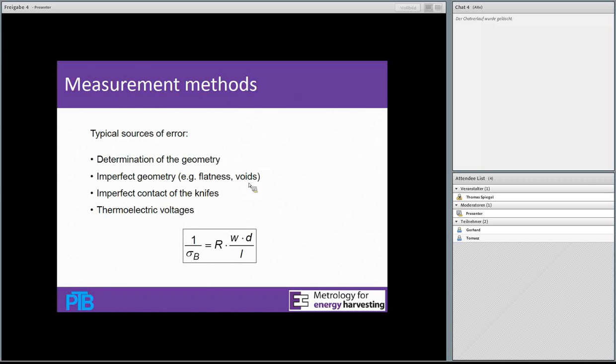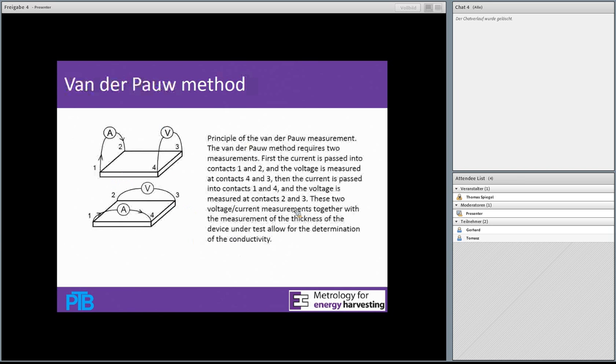Typical sources of error, I have already mentioned a few. One is the determination of the geometry. Then, of course, the imperfection of the geometry, the flatness, and some variation, and also voids or damages and dents. One thing is also the imperfect contact of the knives. If it's somehow distorted or tilted, this can give some cosine errors. And of course, if we are talking about voltage measurements on that level, thermoelectric voltages are an issue, which you can overcome by current reversal, because the thermoelectric voltages usually stay constant, and if you reverse the current, you can eliminate them. But this is not the whole truth, because these thermoelectric voltages are not necessarily stable over time.